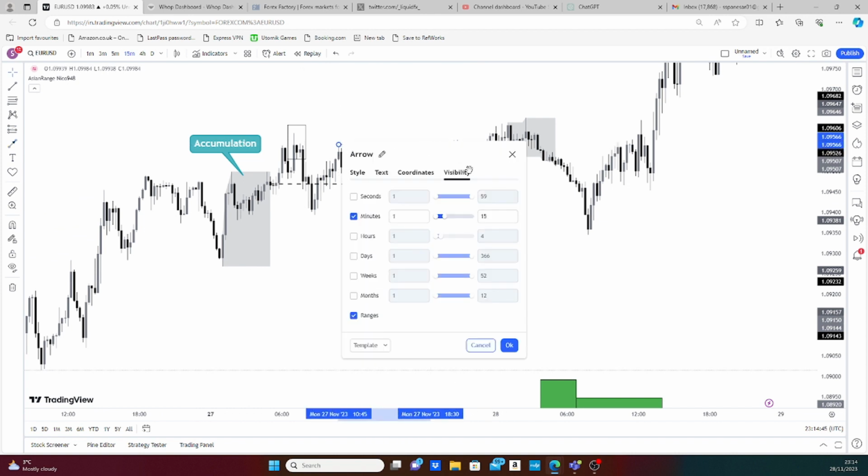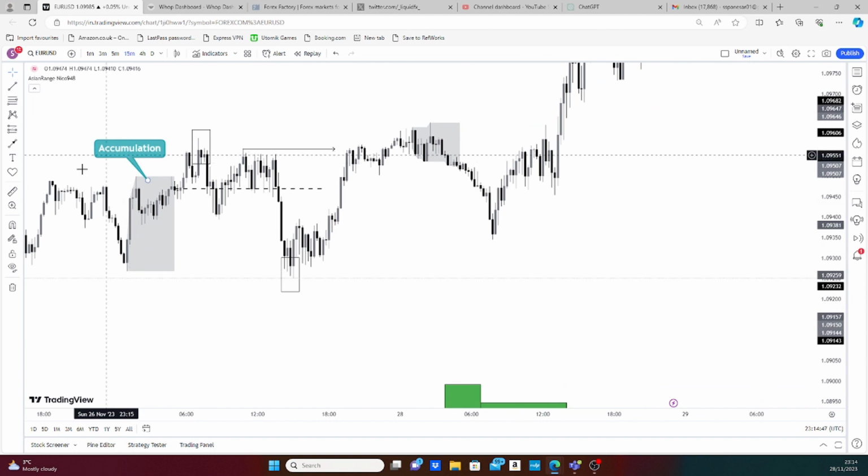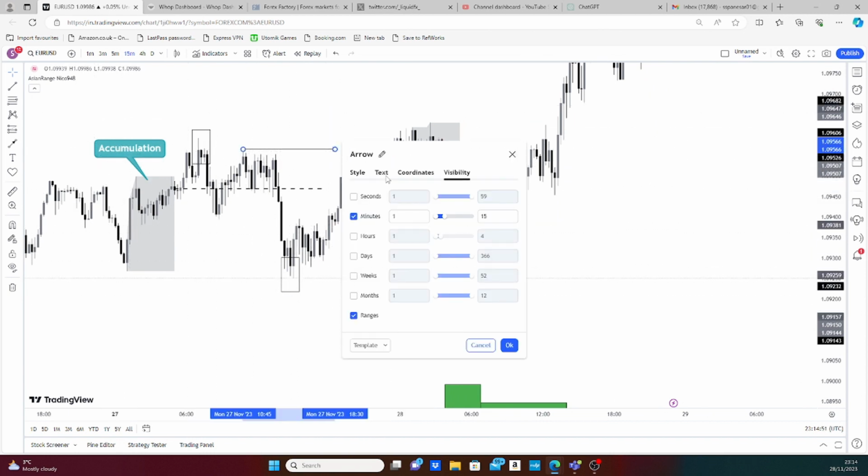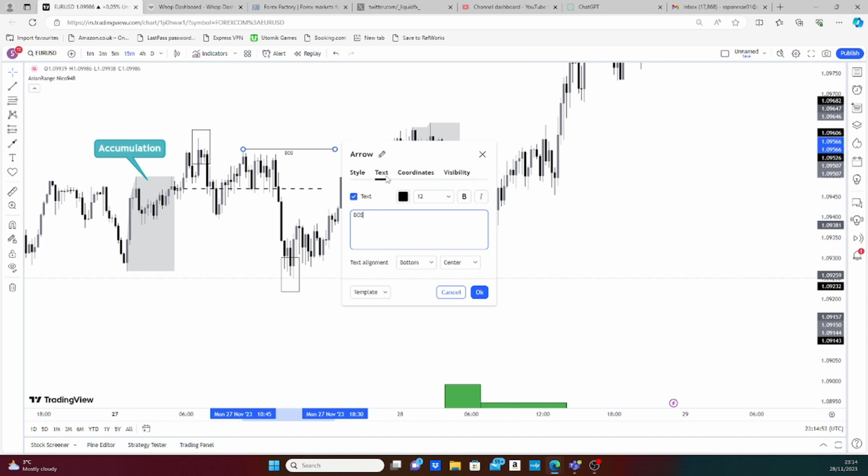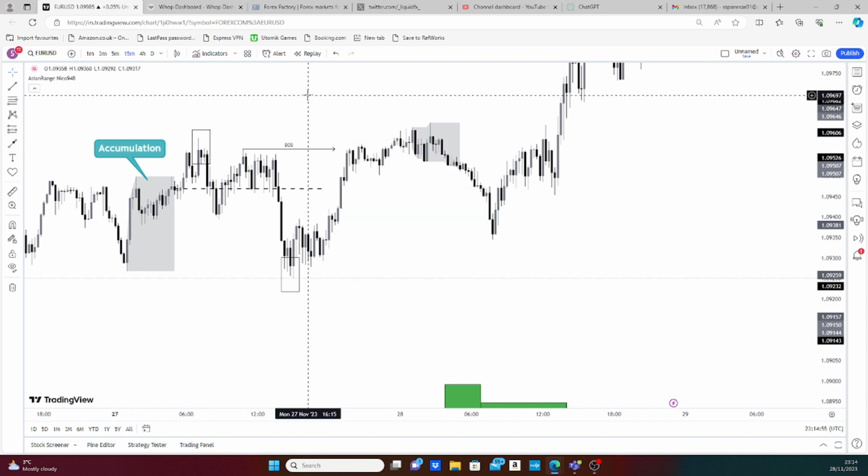Okay, so what do we see? Accumulation, manipulation, distribution going up. The distribution is confirmed with the breaker structure over here. Now, where can we enter? Where's our order block, right?